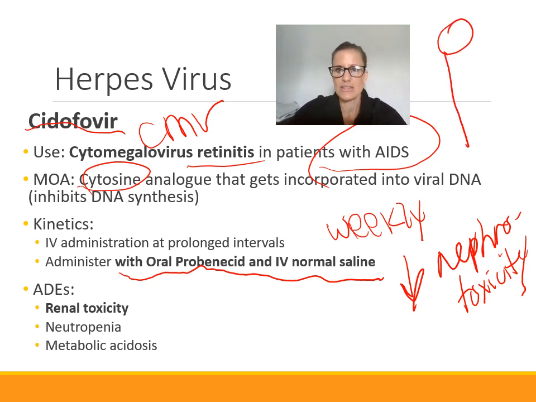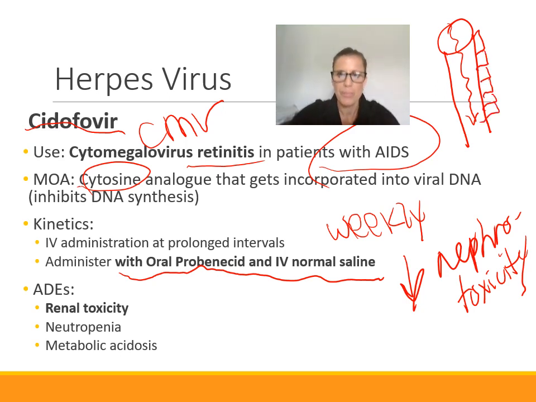So think about the kidney. If this is the nephron tubule, right? So all the stuff that's going to go into the urine is going through this tubule, and it's lined with cells. These are the tubular cells. Well, the tubular cells have little pumps on them, right? And this little pump right here takes the cidofovir and pumps it into the cell. And then it's going to go from the cell in here and it's going to get excreted.